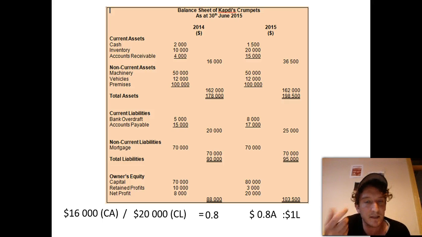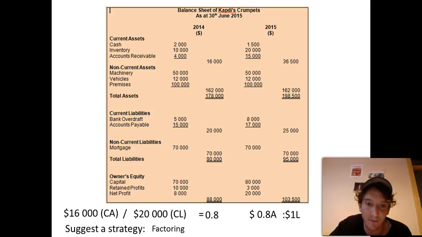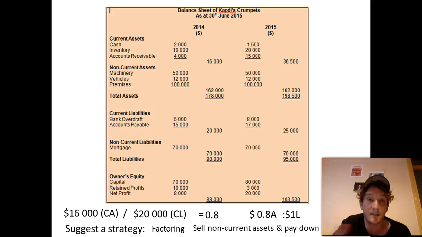Is this healthy or sick? Think about it. 1.2, 1.5 or 2 to 1 is the best option. So clearly this business is sick, and it needs to do something. They could consider factoring. They could consider selling off non-current assets and paying down liabilities.